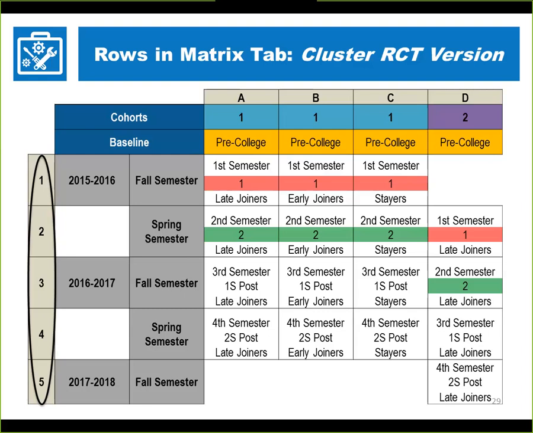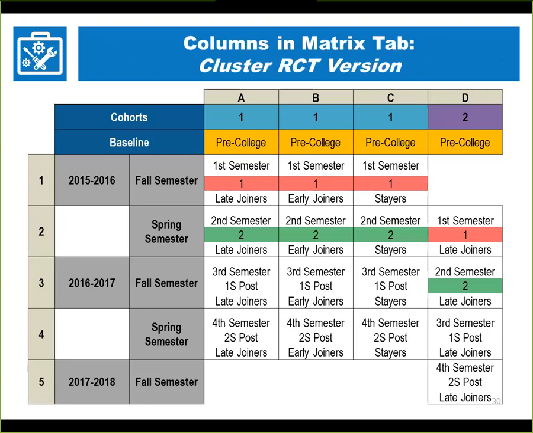In the matrix for cluster RCTs, just as in the general version of the tool, the lettered columns also correspond to each grade level within a cohort of students. However, for each grade level, in the first cohort of students, the columns are divided into 3 parts, distinguishing student status as stayers, early joiners, or late joiners. In this example, there are 2 cohorts of students, each with students from 1 grade level, first semester freshmen.